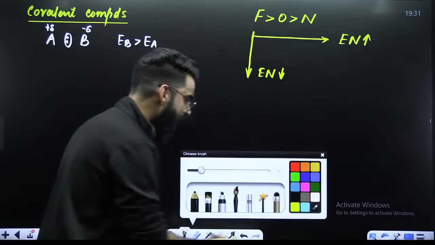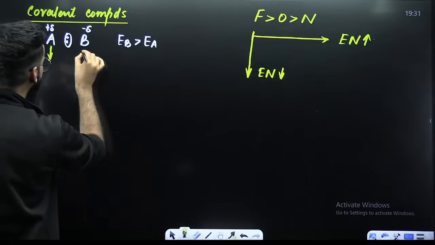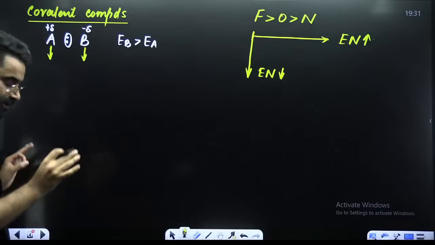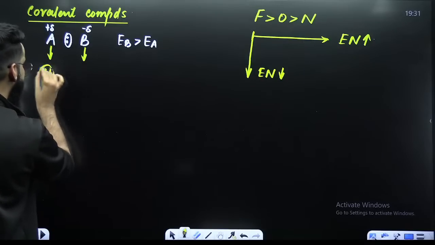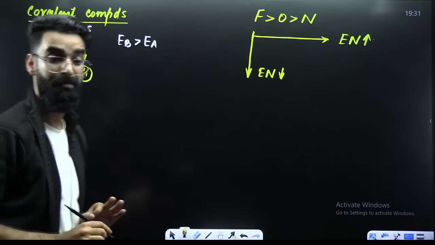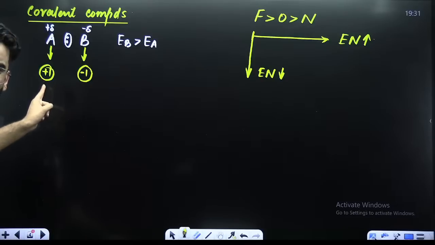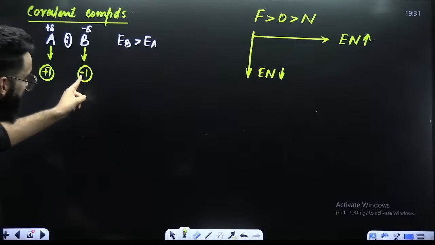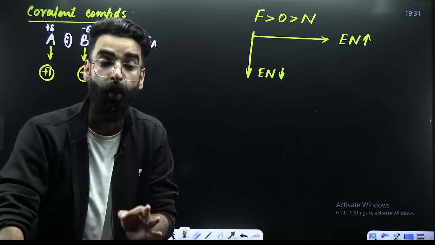Now, what do you think is the oxidation state of A over here? What is the oxidation state of B? You will directly say the oxidation state of A is +1 and the oxidation state of B is -1. But if I ask you whether this +1 and this -1 are the real, actual charges on A and B, the answer is going to be a big no.